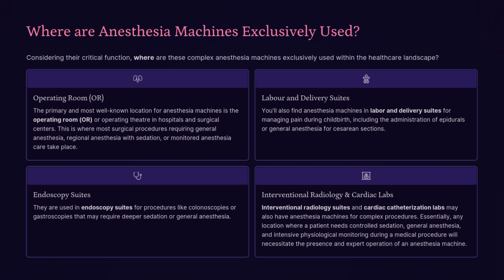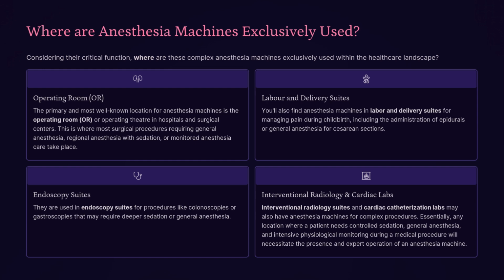Where are anesthesia machines exclusively used? Considering their critical function, where are these complex anesthesia machines exclusively used within the healthcare landscape? The primary and most well-known location for anesthesia machines is the operating room or operating theater in hospitals and surgical centers. This is where most surgical procedures requiring general anesthesia, regional anesthesia with sedation, or monitored anesthesia care take place.